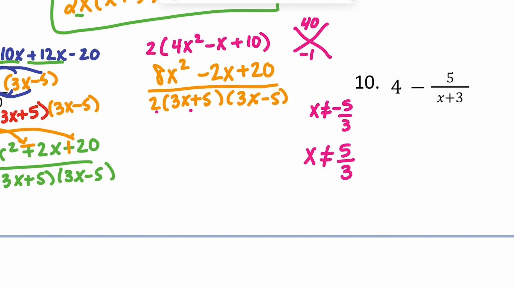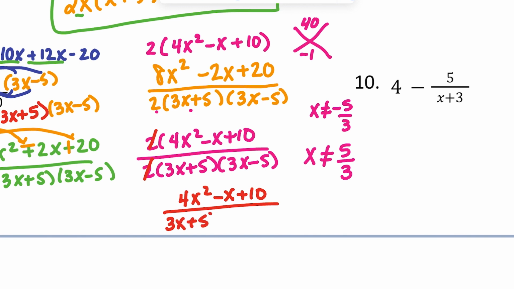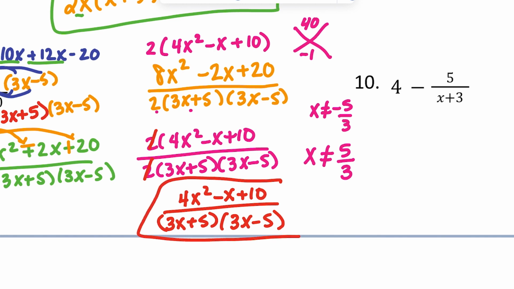But when I look, I've got 2 times 4x squared minus x plus 10 over 2 times 3x plus 5 times 3x minus 5. And what do you notice? There is something that actually cancels, and it is that GCF of 2. We have one in the top and one in the bottom. So our final answer is 4x squared minus x plus 10 over 3x plus 5 times 3x minus 5. Here's our simplified fraction. Here are the excluded values.